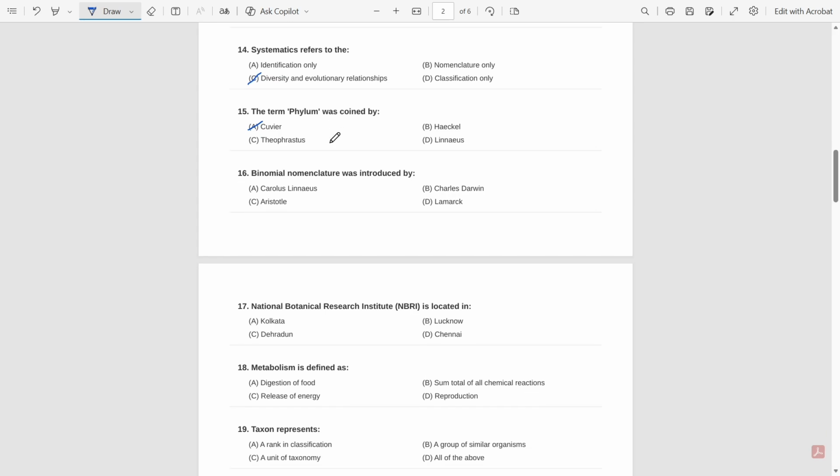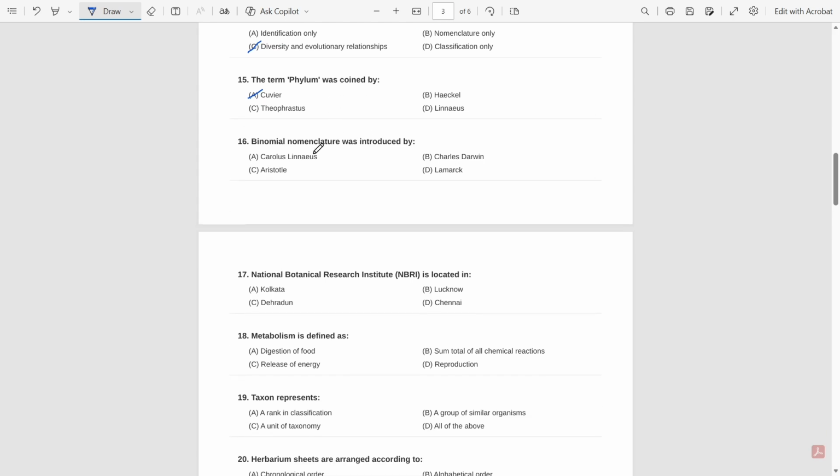16. Binomial nomenclature was introduced by A. Carolus Linnaeus. B. Charles Darwin. C. Aristotle. D. Lamarck. The answer is A. Why? Linnaeus popularized the two-name system in the 18th century.